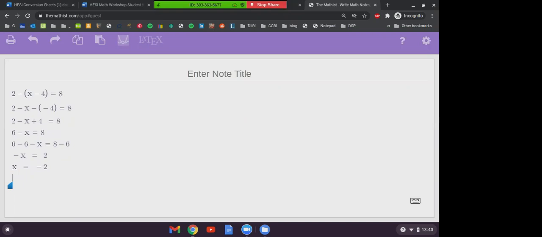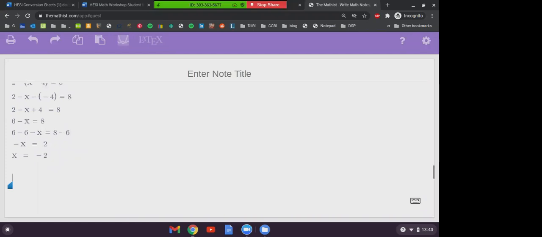Okay, so we distributed our minus sign, right, to both things inside the parentheses. 2 minuses made a plus 4, right? I combine the 2 and the 4 together to make 6. 6 minus x equals 8. I move the 6 to the other side, and then I move the negative to the other side. And that gave us x equals negative 2. And again, you can check that by plugging negative 2 into the original equation. It should give you a true answer.